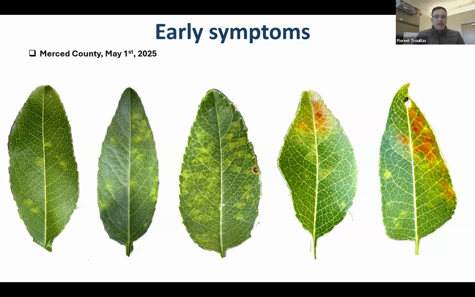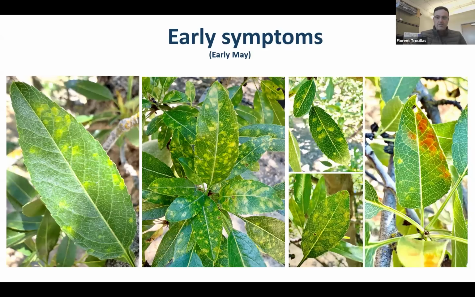So here I like to share some of the early symptoms. That's a disease that's going to show up in the orchard around the last week of April, first week of May. What you see here on these pictures are just a few yellow spots at the onset of symptom development. And then you see also that these yellow spots can come together, coalesce, and form these orange color lesions. These are similar pictures in the field.